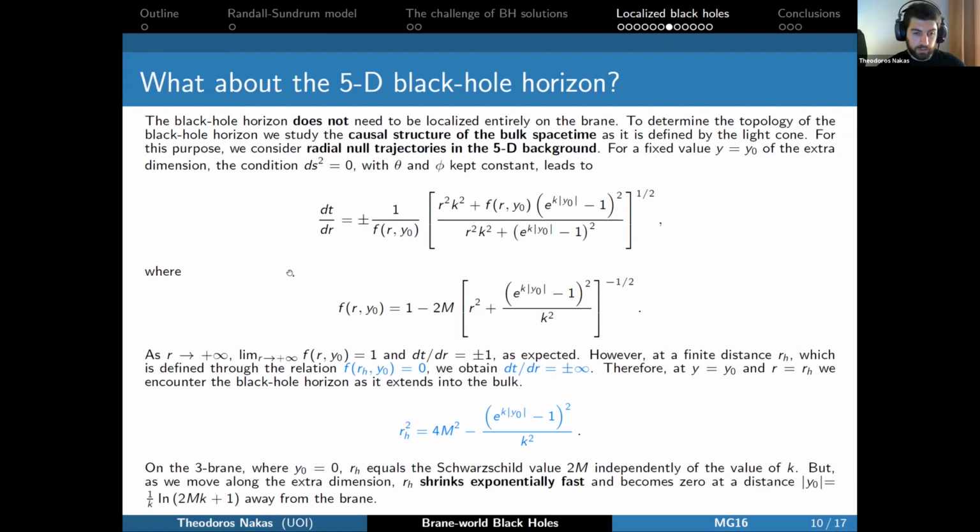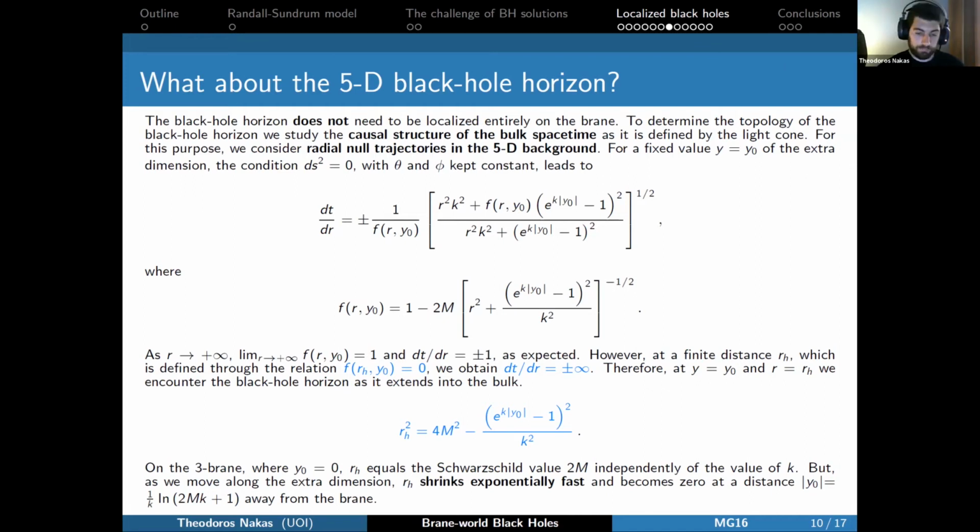We observe that as r goes to infinity, the function f of r comma y naught goes to unity, and the fraction dt over dr equals plus or minus 1, as expected. However, at a finite distance, rh, which is defined through the relation f of rh comma y naught equals 0, we obtain dt over dr equals plus or minus infinity. Therefore, at y equals y0 and r equals rh, we encounter the black hole horizon as it extends into the bulk.